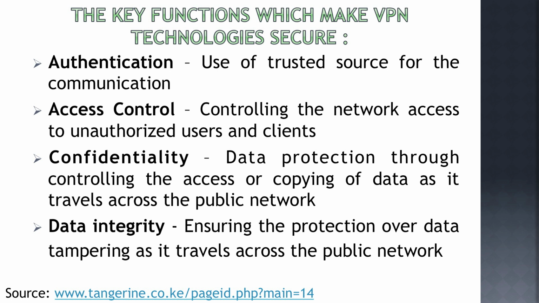First is authentication, which ensures the communication is from a trusted source. Then we have access control, which prevents unauthorized users from accessing the network. Any unauthorized user cannot use the VPN. Then there is confidentiality, which prevents the reading or copying of data as it travels across the public network. And finally, the key function is data integrity, which ensures the data has not been tampered with as it travels across the public network.